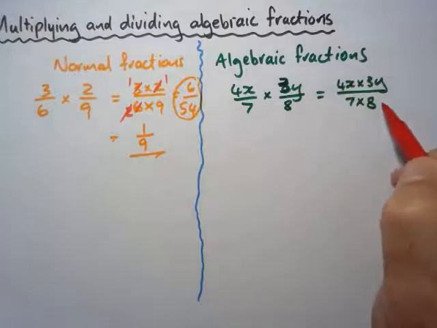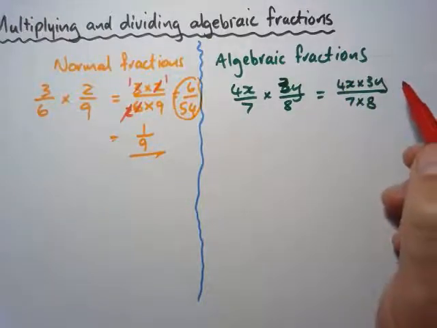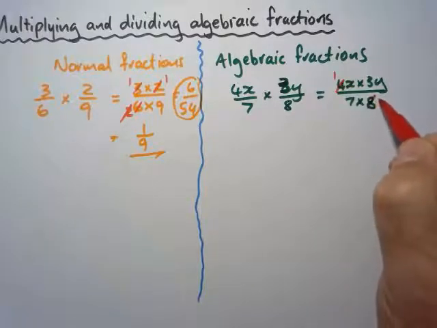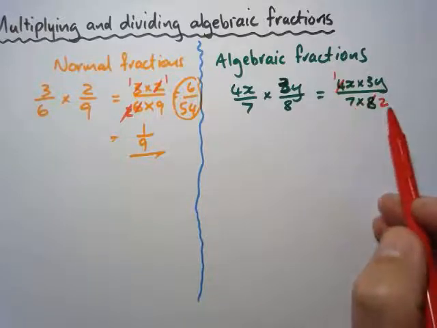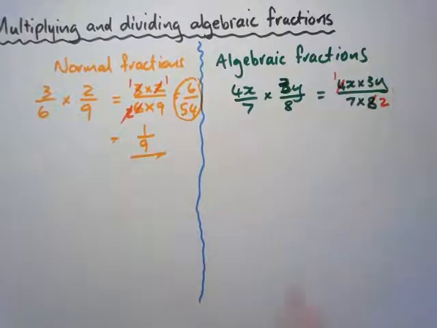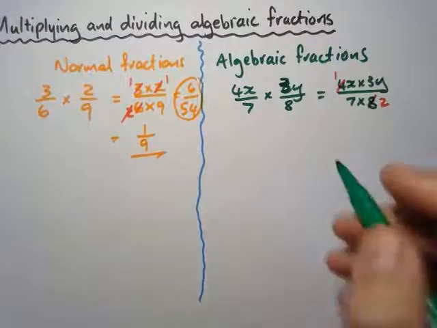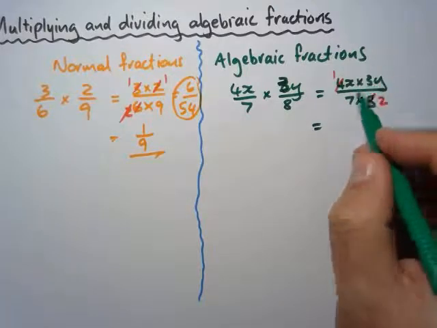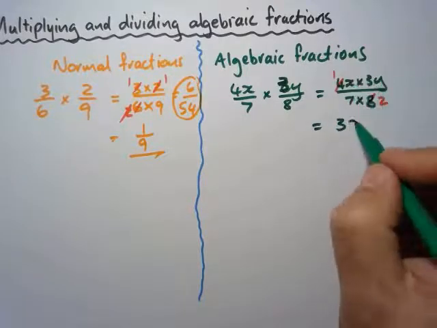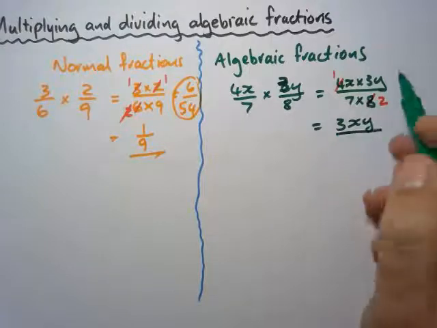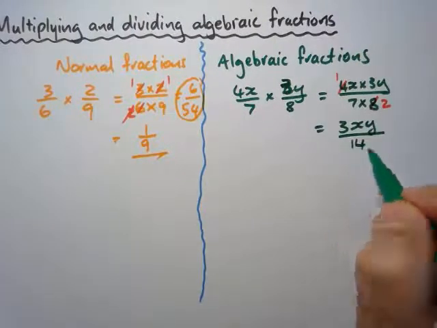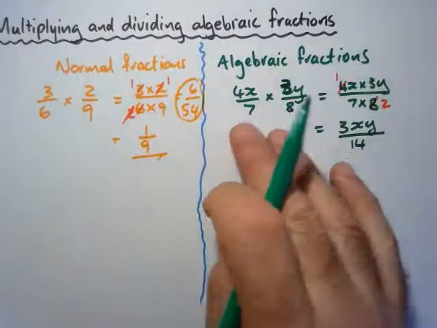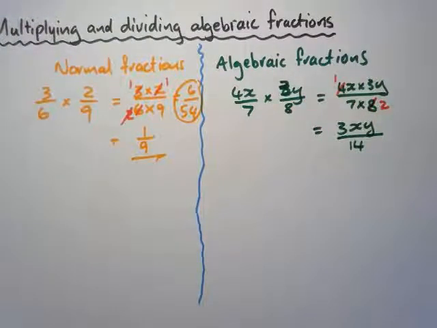Can 4 divide into anything across the line? Is there a highest common factor? There is. 4 divided by itself is once. 8 divided by 4 is 2. 3 cannot divide into anything, and 2 cannot divide. So that is as simple as it's going to get. And all I'm going to do now is say 1x times 3y. 1 times 3 is 3. x times y is xy. Divided by 7 times 2 is 14. And that's my algebraic fraction. So algebraic fractions are fractions with thingamabobs in there, with pronumerals in them.